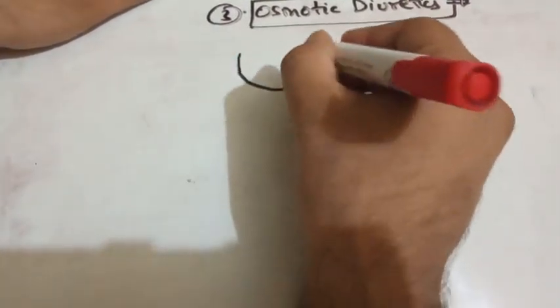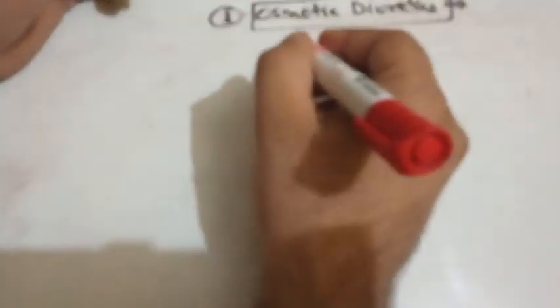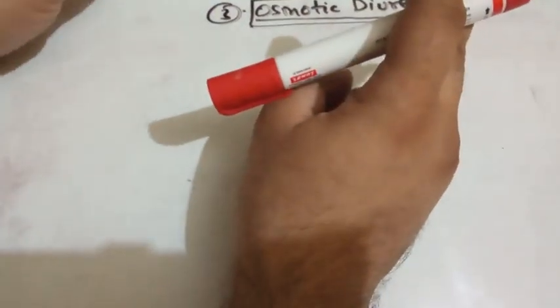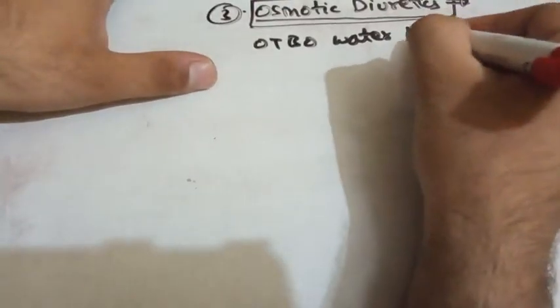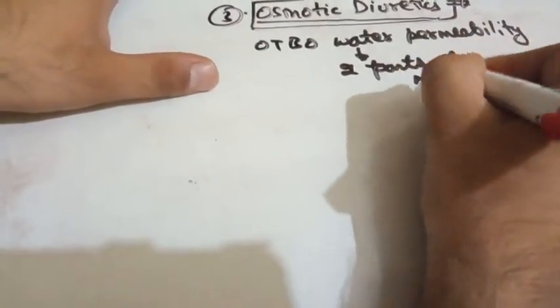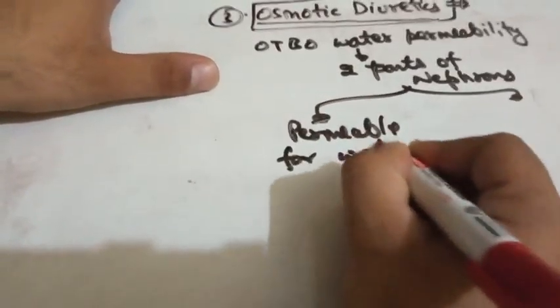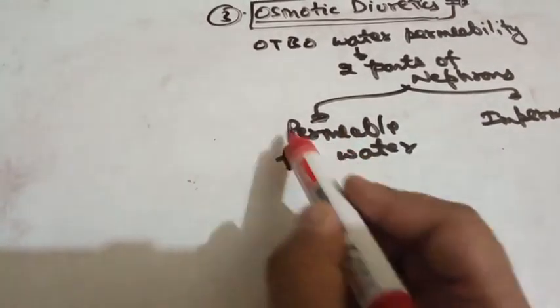So I will not draw the nephron, I will just explain it simply. Osmotic diuretics. First of all, we need to understand that all the parts of the nephron can be divided into two categories on the basis of their permeability to water. Nephron can be divided into two parts: one that is permeable to water, and second which is impermeable to water.